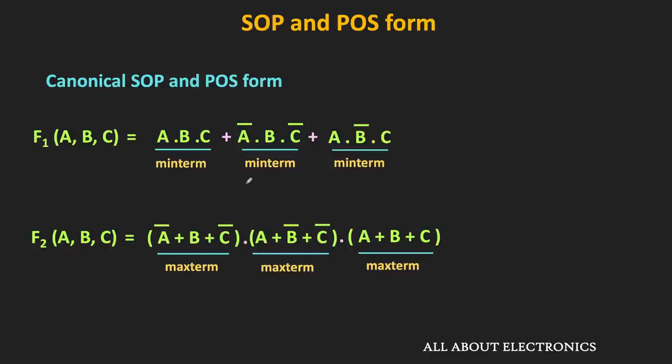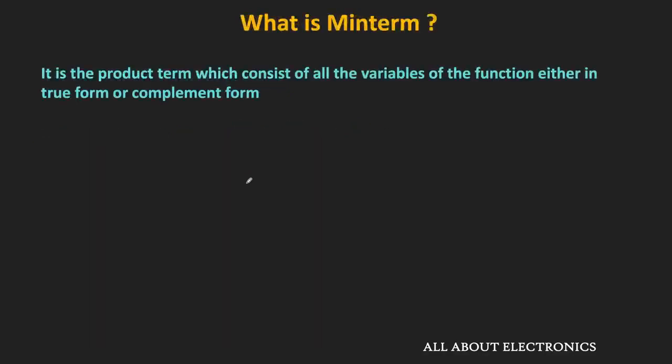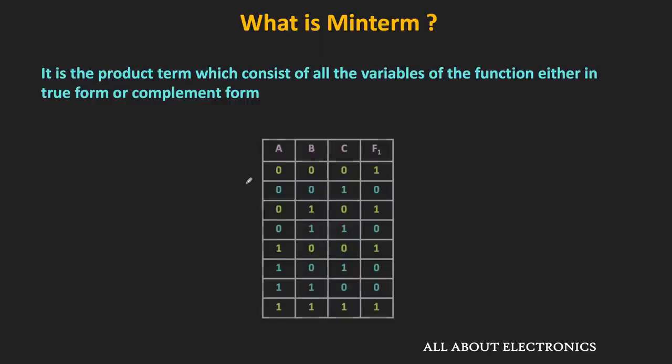So first, let us understand what is this Minterm and the Maxterm, and let us start with the Minterm. So this Minterm is the product term which consists of all the variables of the function either in the true form or in the complemented form. So now let us see, if we have some function of n variables, then what are the possible minterms of that function? And if we have been given the truth table of some logic circuit, then how can we write its Boolean expression in the form of minterms?